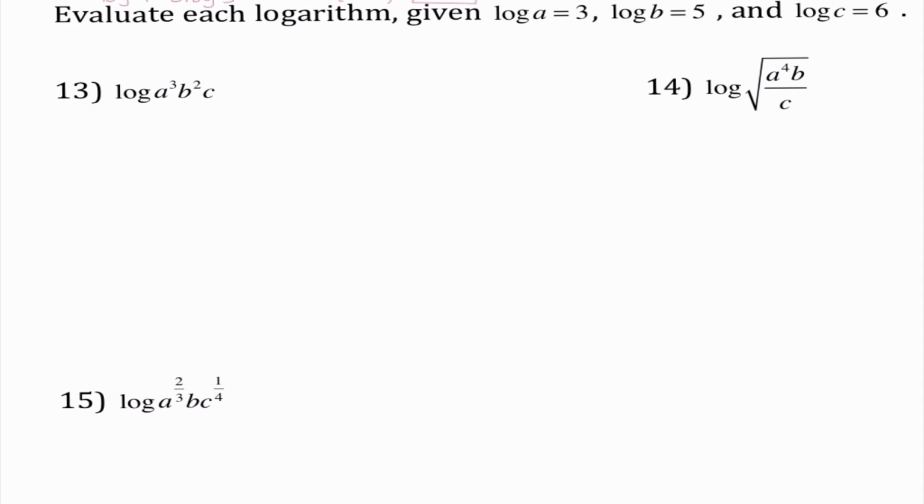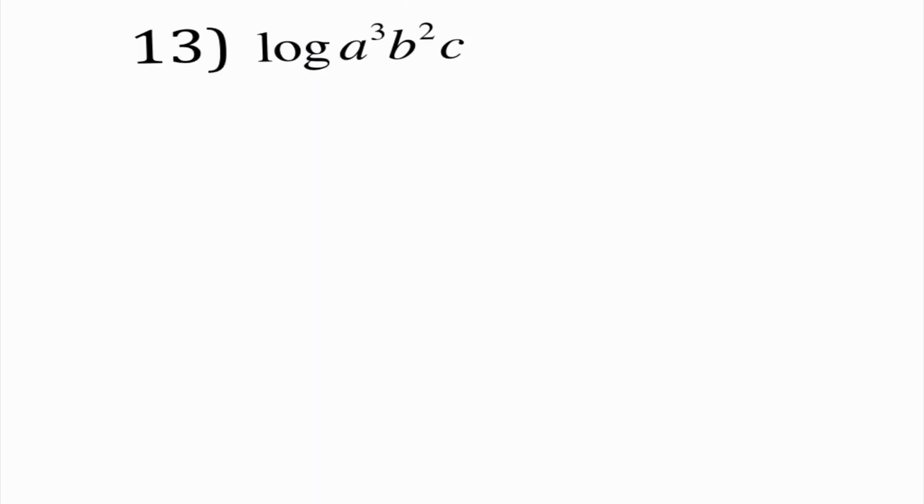This is actually my favorite. It says evaluate each logarithm given log of A equals 3, log of B equals 5, and log of C equals 6. So what this is basically telling us to do is to split it up in terms of log of A, log of B, and log of C. So once again, I'm expanding here. This time though, instead of log of 3 and log of 4, I want it to be in terms of A, B, and C. So I'm going to start this problem by splitting up my multiplication with addition.